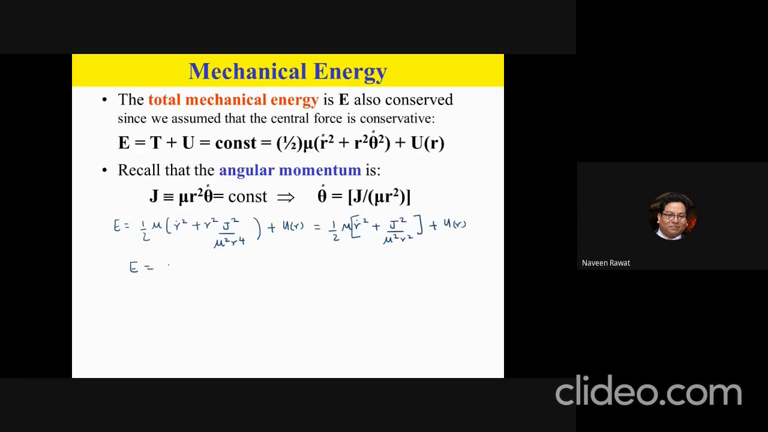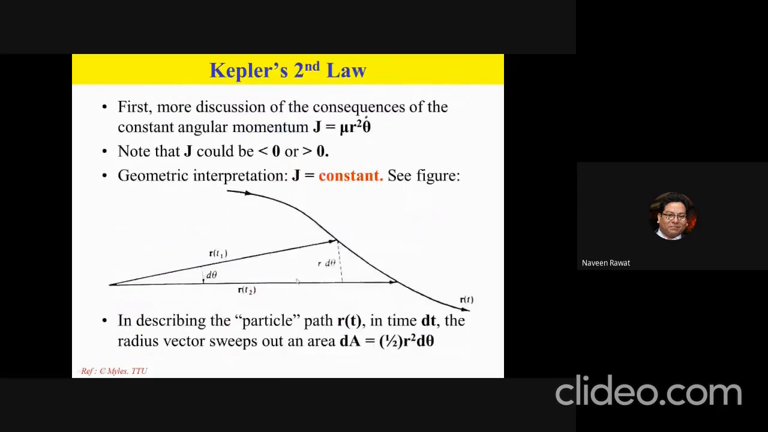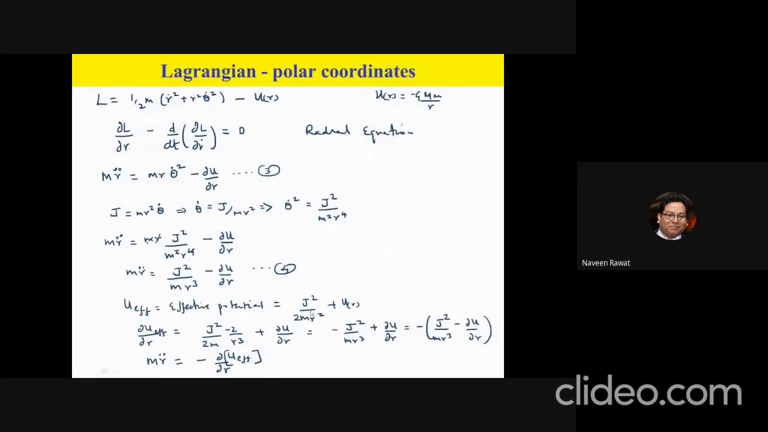Let's simplify it anyways. So I'll have 1/2 mu r dot square plus J square by 2 mu r square plus U of r. That is what I get if I multiply this half of mu inside. And the reason why I did that is you can now see the similarity: J square by 2 mu r square plus U of r. What is this term right here? We just defined it, right? J square by 2 some mass times r square plus U of r is actually the effective potential.